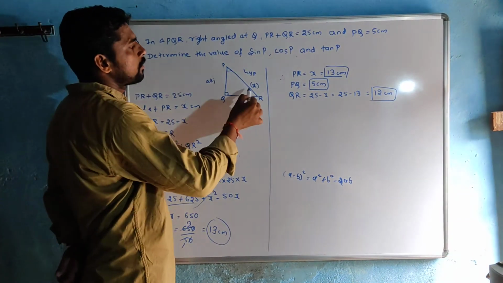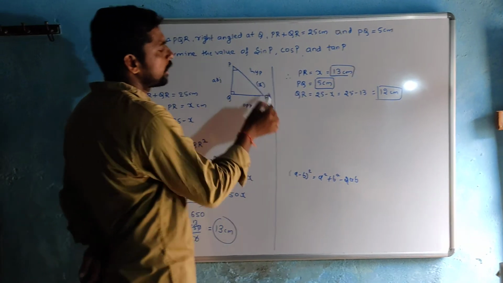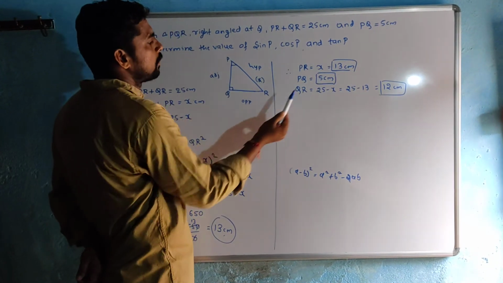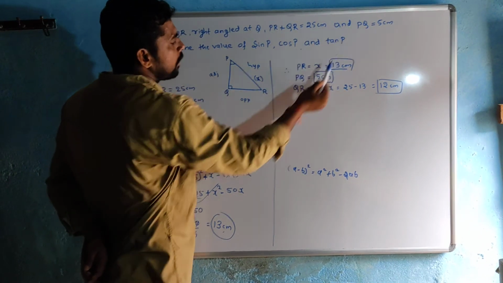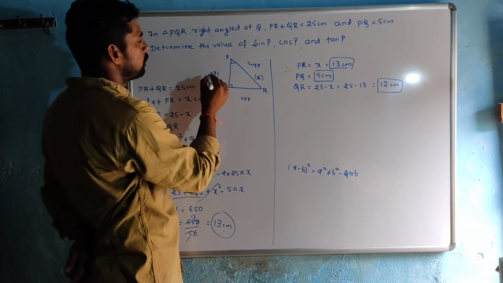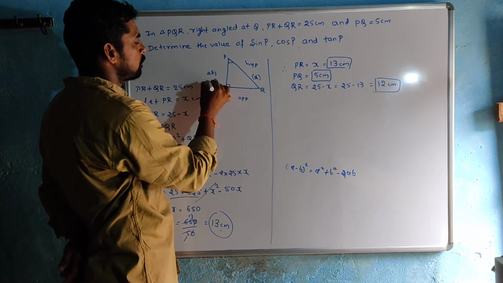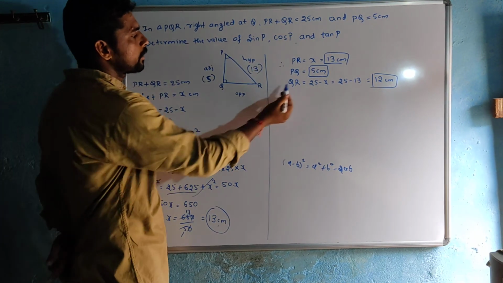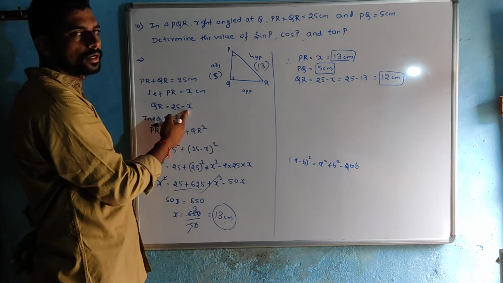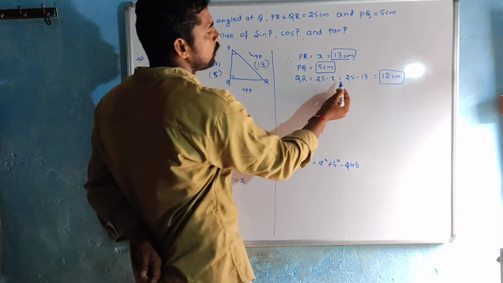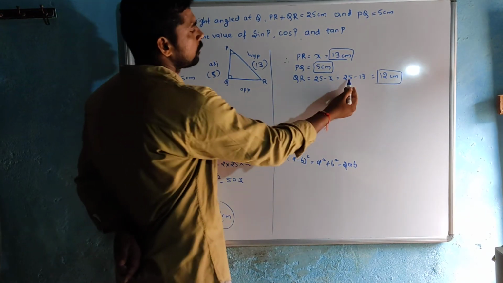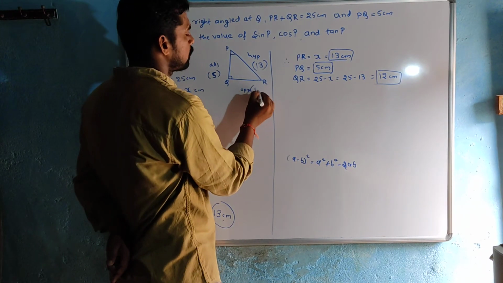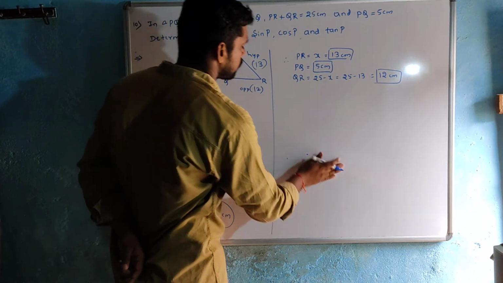See here, PR I took as X, X means 13. And PQ he has given 5 centimeter. See here, PQ is 5 and this is 13. And QR is 25 minus X. 25 minus X is 13, therefore 25 minus 13 is 12.